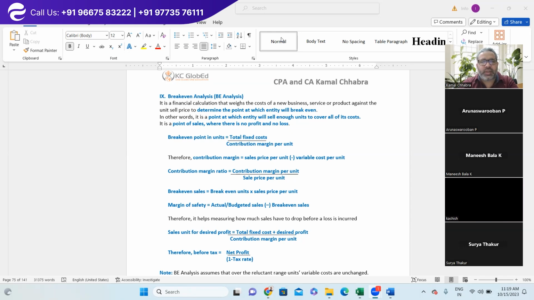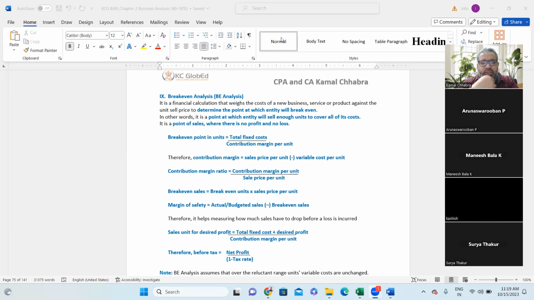That means if the margin of safety goes down, the total sales is near or close to the break even point. That means if any contingency does happen, the company may not have much cushion, right? So margin of safety helps in identifying the cushion which the company has to absorb losses or a reduction in revenue, right?